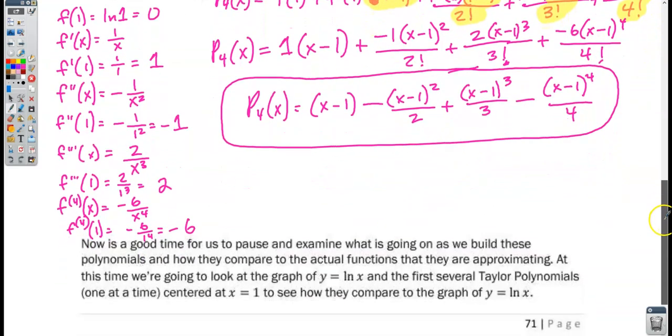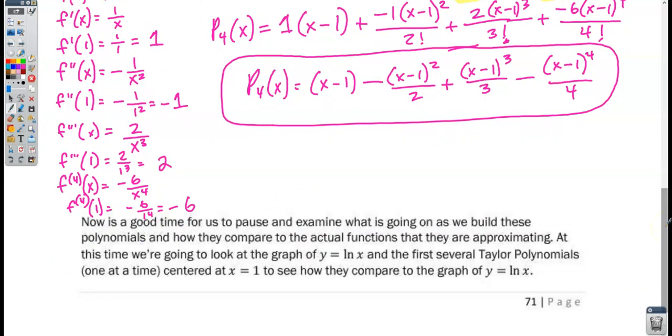Now, it says here, now is a good time for us to pause and examine what's going on as we build these polynomials and how they compare to the actual functions that they're approximating. At this time, we're going to look at the graph of y equals natural log of x and the first several Taylor polynomials centered at x equals 1 to see how they compare to the graph of y equals natural log of x. Unfortunately, I'm a little bit short on time and won't be able to get that in, so we're going to go ahead and start the second video by looking at these graphs. And then we'll continue from there.